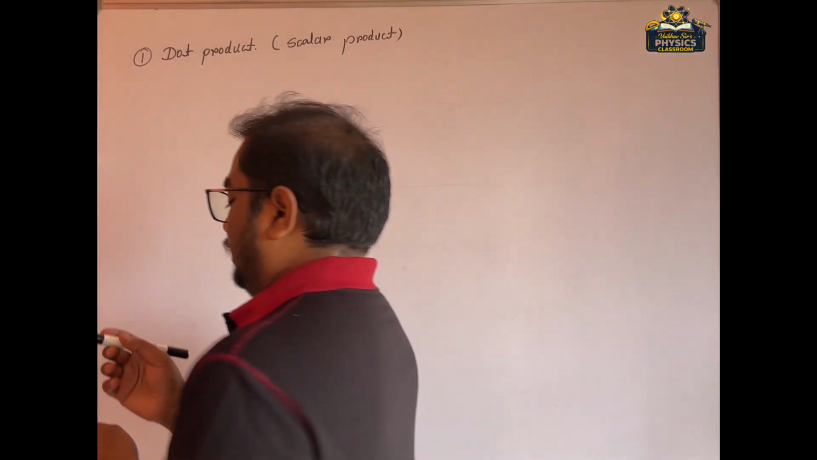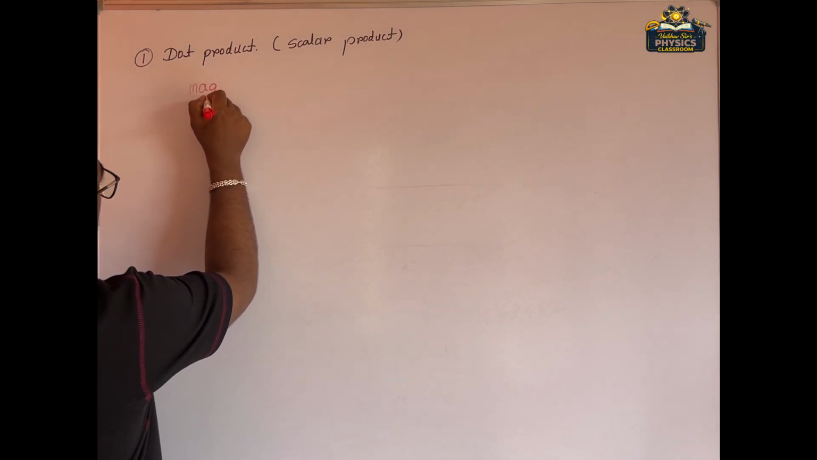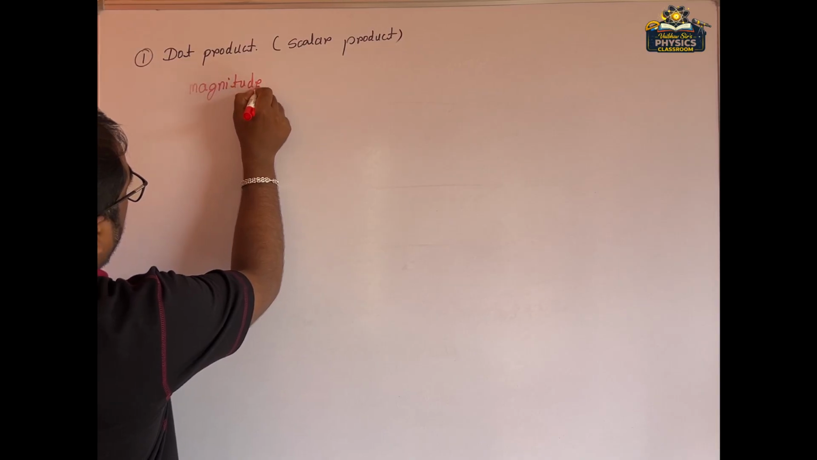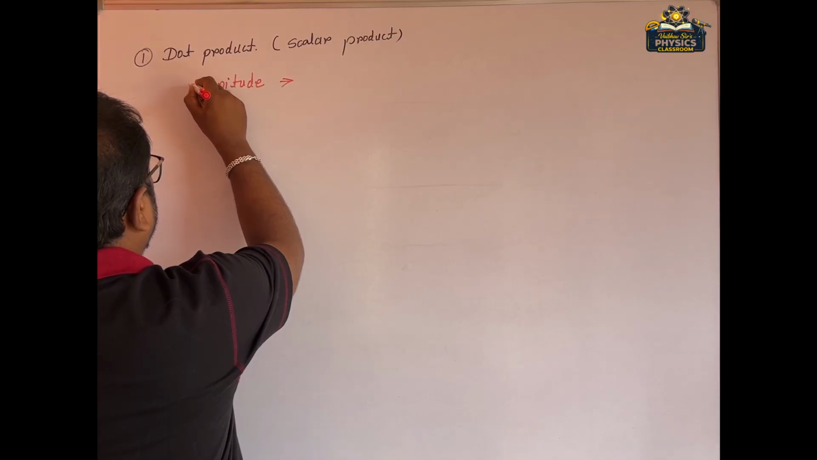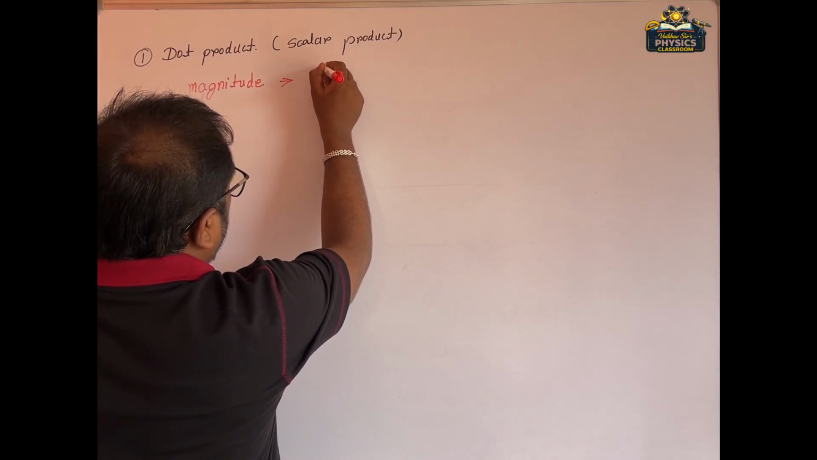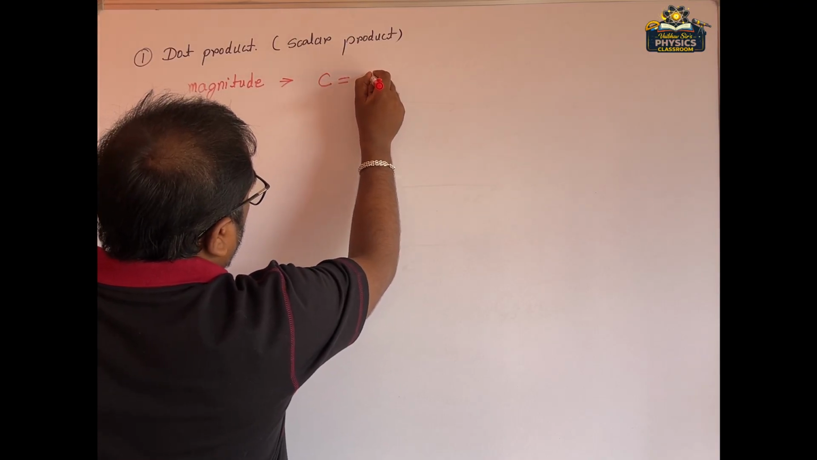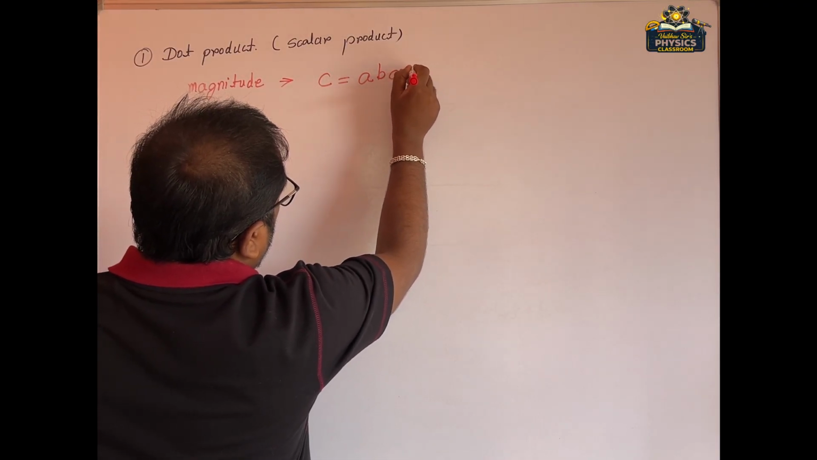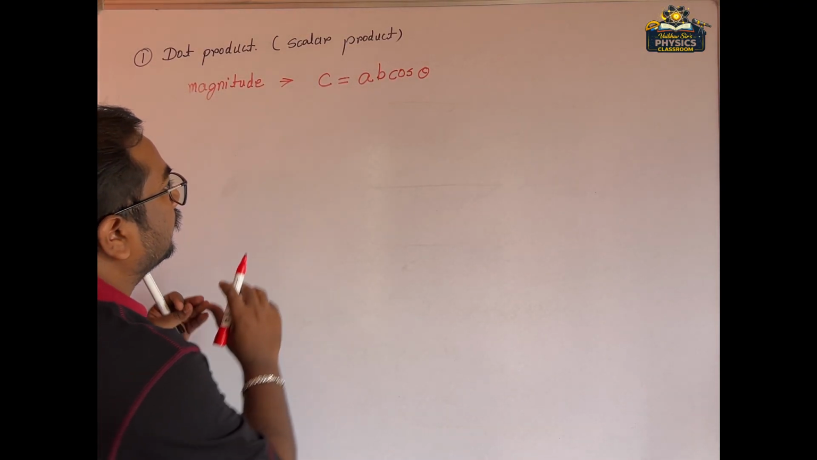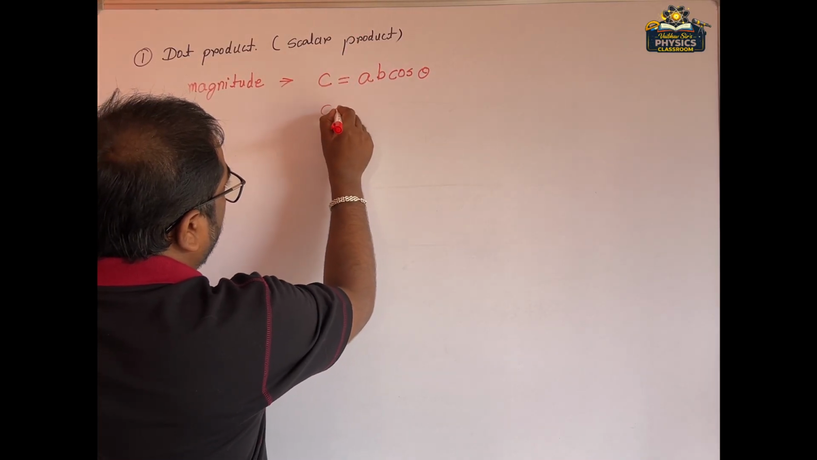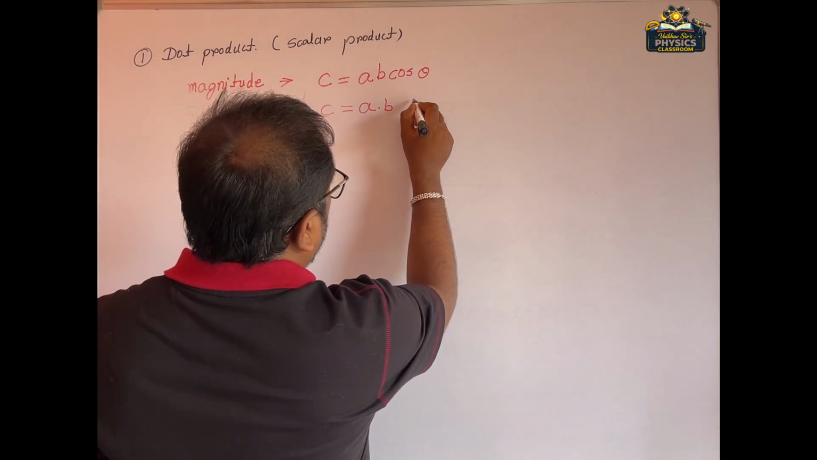So how can we get the magnitude of the dot product? If I take the vector c, its magnitude will be a b cos theta, and c is nothing but a dot b. This is the representation of a dot product.